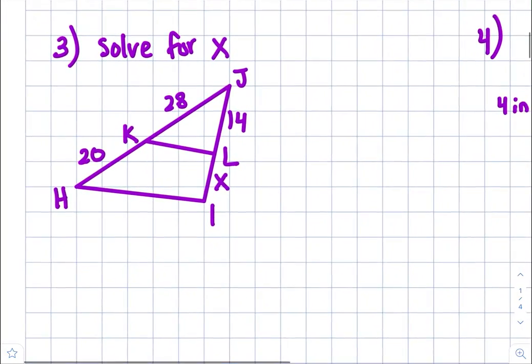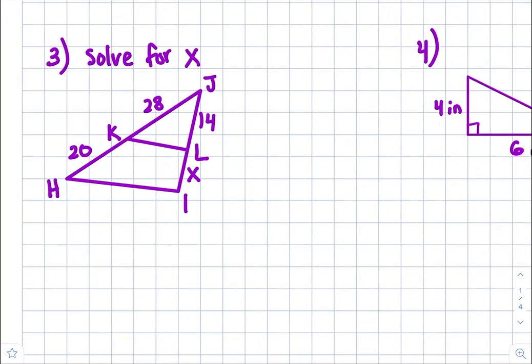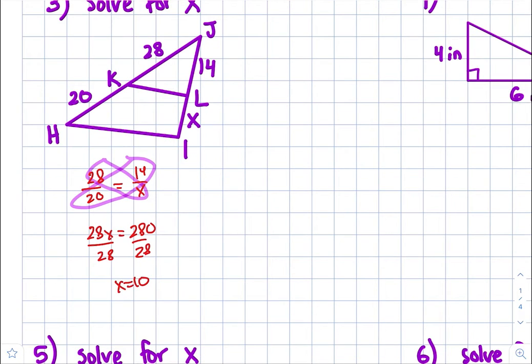Number 3. Solve for x, so you guys just simply make a proportion. So 28 over 20 is equal to 14 over x. Cross multiply. And you guys should have gotten 28x is equal to 14 times 20, you guys, is 280. Divide both by 28, and x would have equaled to 10.